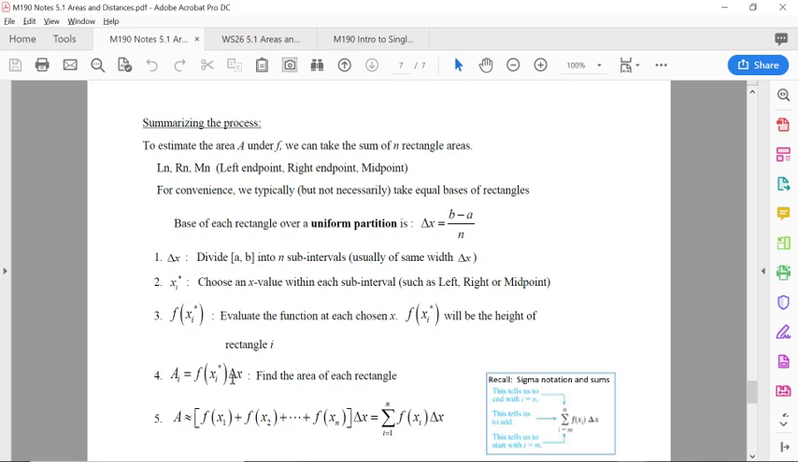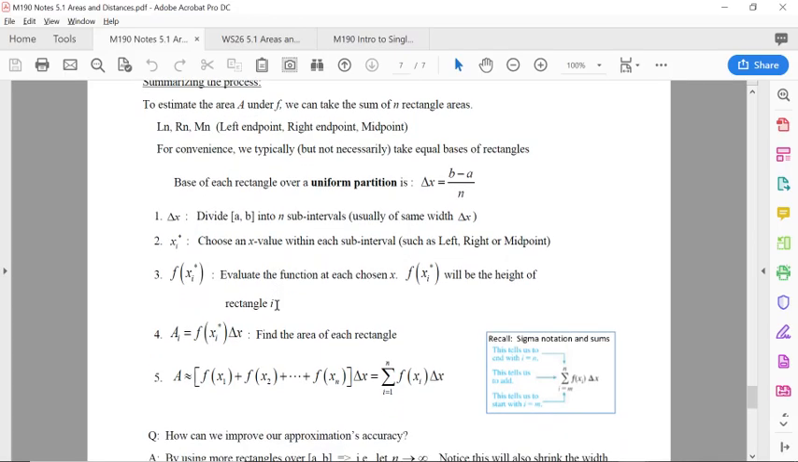Okay? In that one, there was not a uniform partition, so the delta x would vary with respect to each rectangle in that example. Well, then the area, this is still going off the assumption of a uniform partition, so delta x is the same here. The total area would be found by taking the sum of all of those areas. That's using the sigma notation, i equals 1 to n.